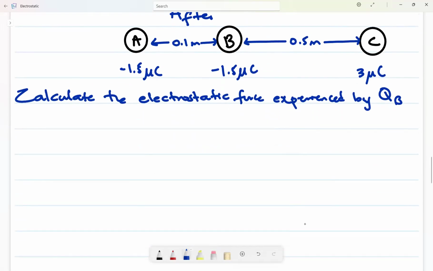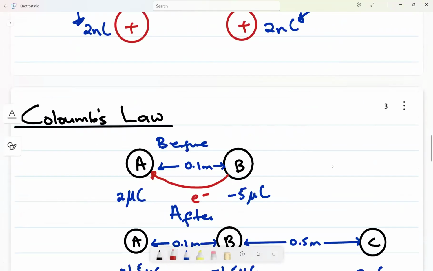Now let us be in a position of calculating the electrostatic force experienced by charge B. We need to know the force that charge B experienced due to A and due to C. Here we need to calculate the net electrostatic force experienced by QB, because QB will experience force due to A and due to C. How can we do that? Before we do that, we need to be in a position of defining Coulomb's law.